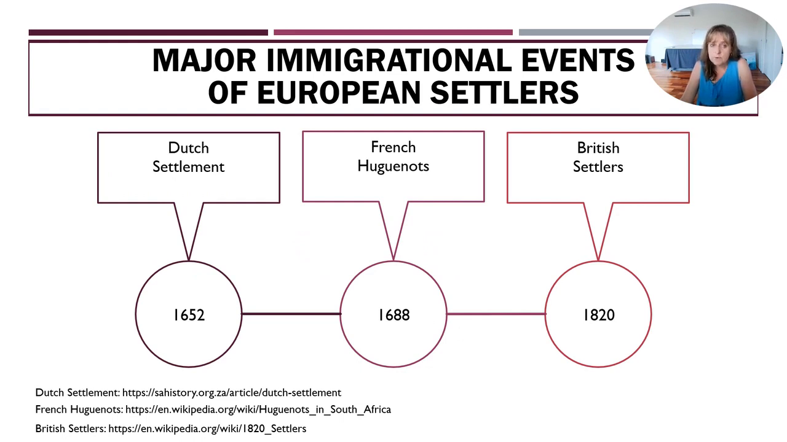Now this is just a brief mention of major European immigrational events to the Cape of Good Hope. As previously mentioned, 3 Dutch ships of the Dutch East India Company arrived to establish a small settlement on the 6th of April 1652.